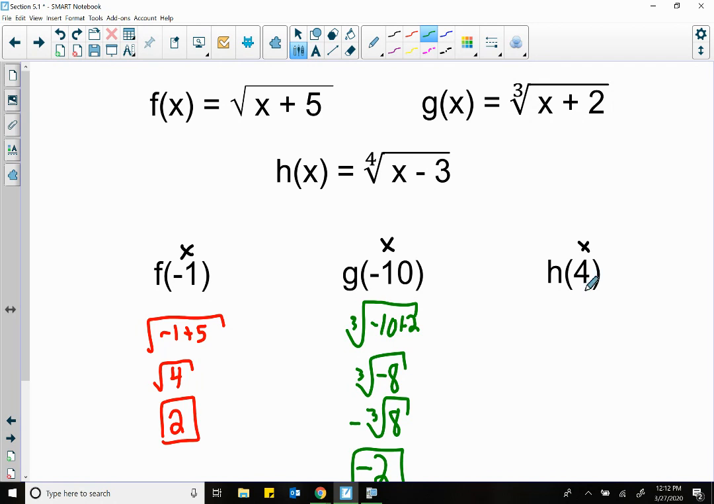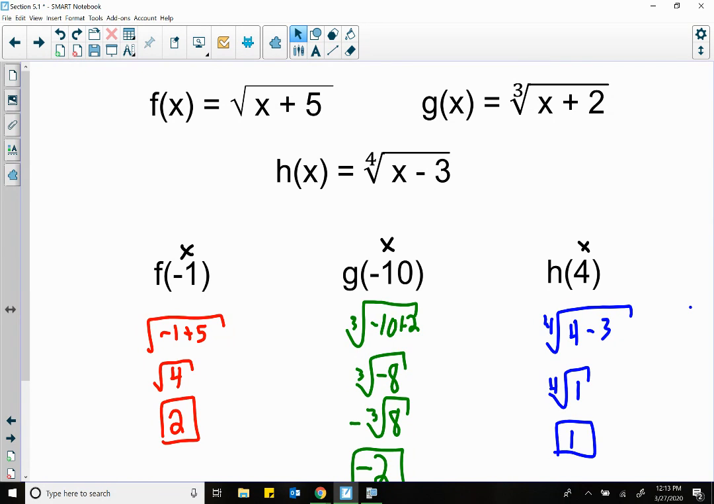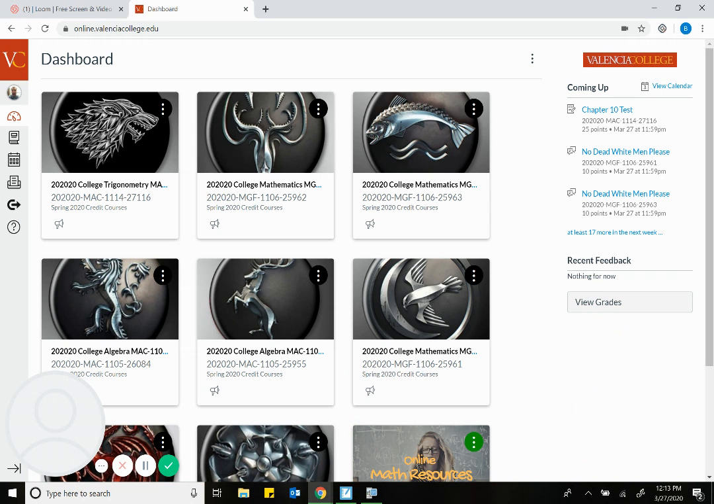Last but not least, we're going to take the 4 and plug it into the h. So we will have the 4th root of 4 minus 3, which is the 4th root of 1. And just so you know, any radical with a 1 under it is always going to have the answer of 1. So the square root of 1 is 1. The cube root of 1 is 1. The 4th root of 1 is 1. The 5th root of 1 is 1. You get the picture. And that, my friends, is 5.1. Enjoy and have fun.